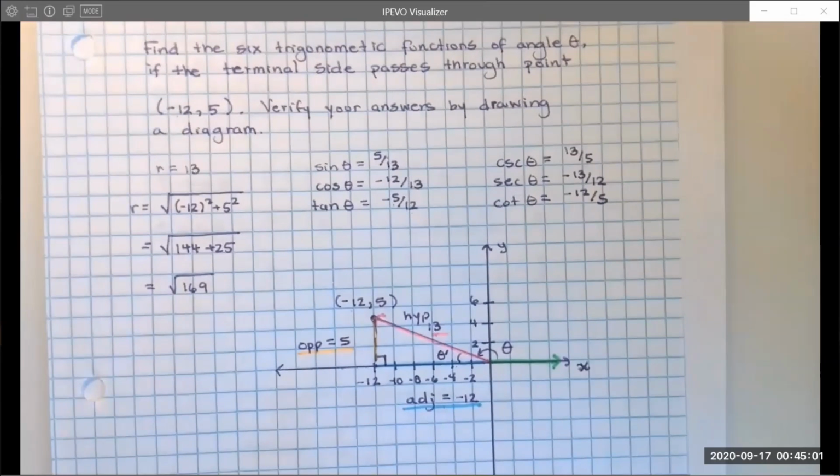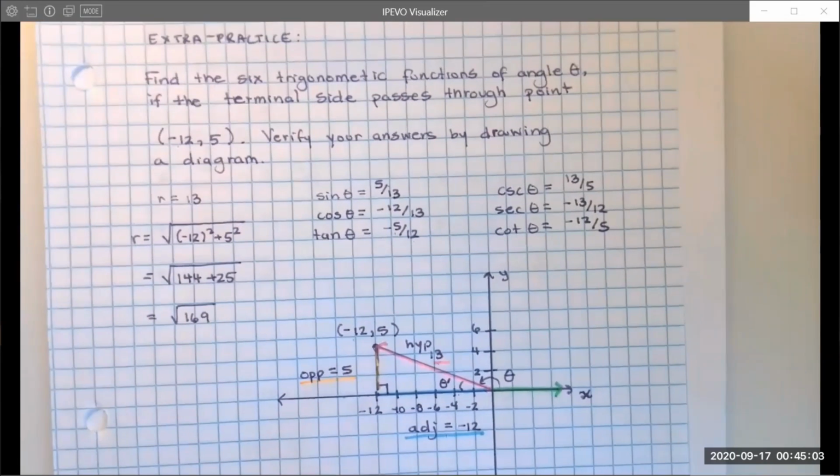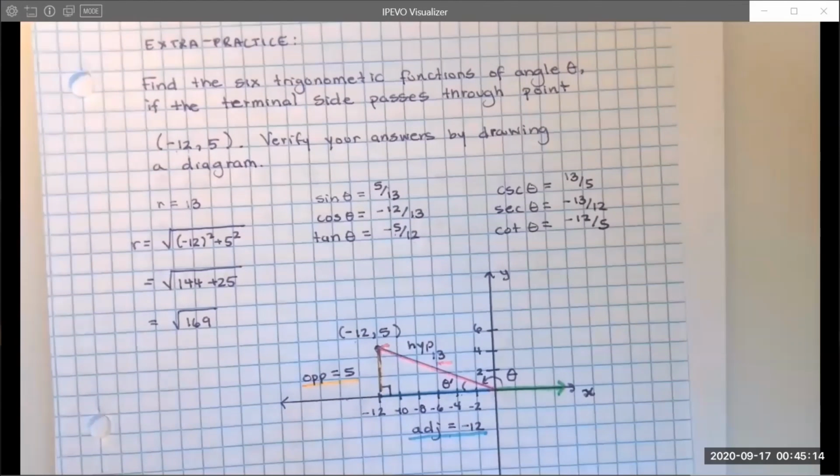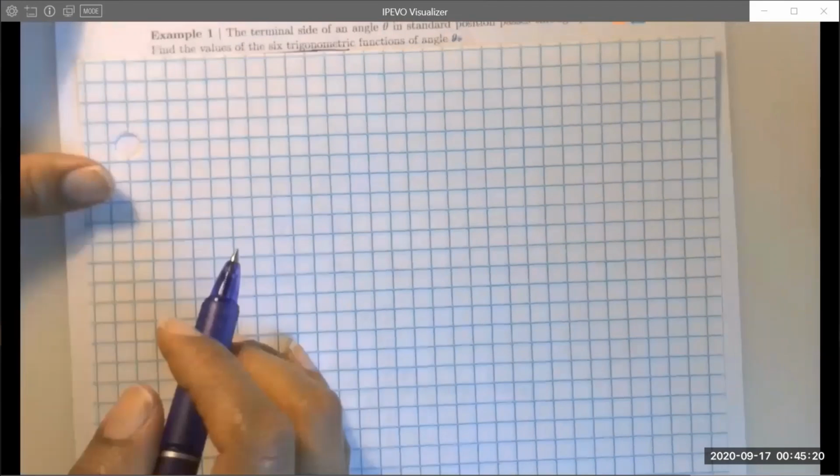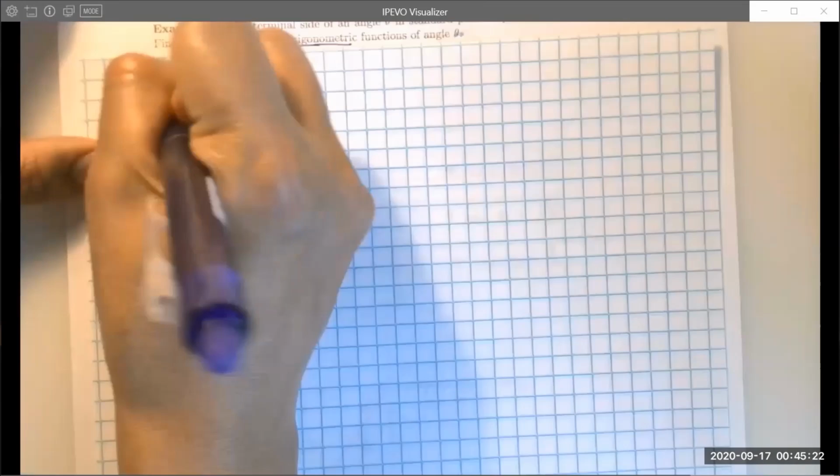Would you like to see another extra practice, or we're good to continue with the next page? Could you do another practice just so I can have it done? Yeah, of course. Yeah, let's do another one. I'll bring in a different sheet. Let me, this here. And we'll say this is also extra practice.